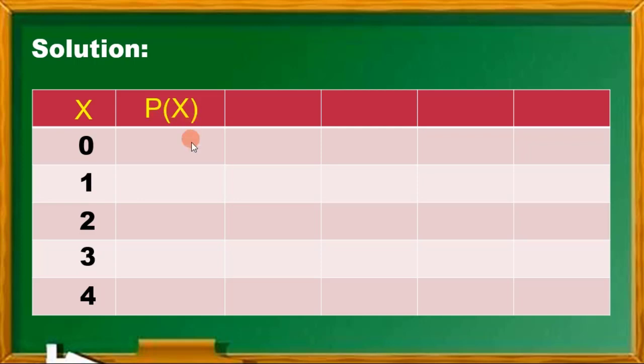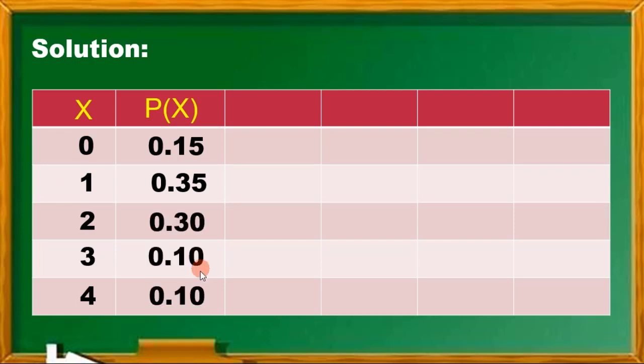Now p of x given for 0 typhoons is 15% or 0.15. Then we have 1 typhoon, that's 0.35. I just copied it from the previous table. So we have it here. And then we have to multiply the random variable x times its probability p of x.